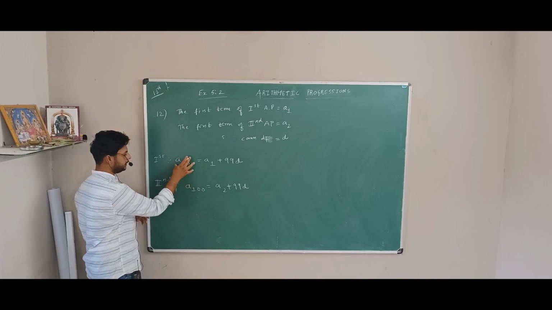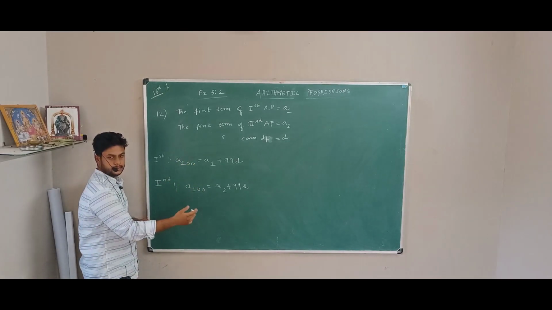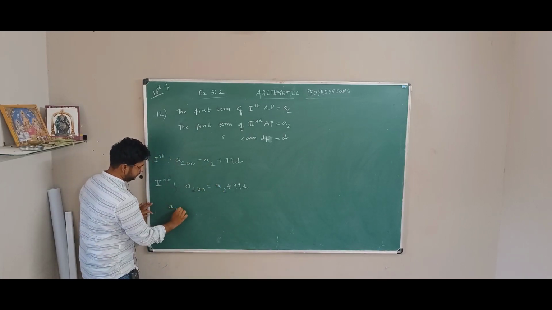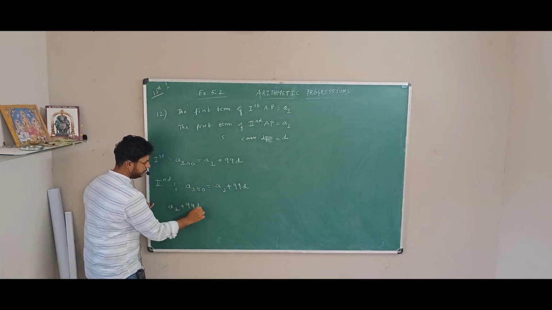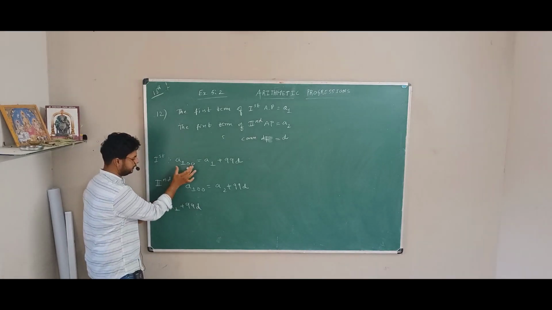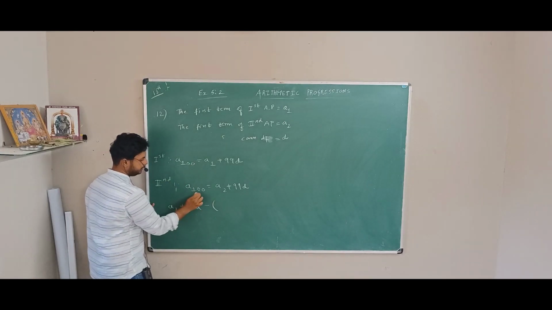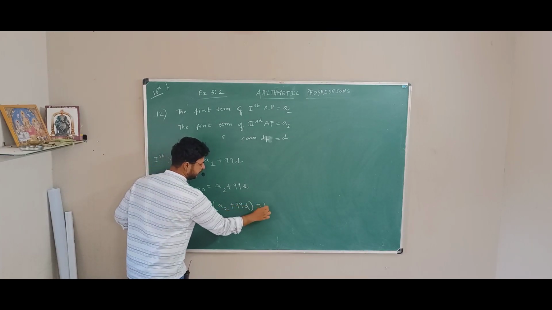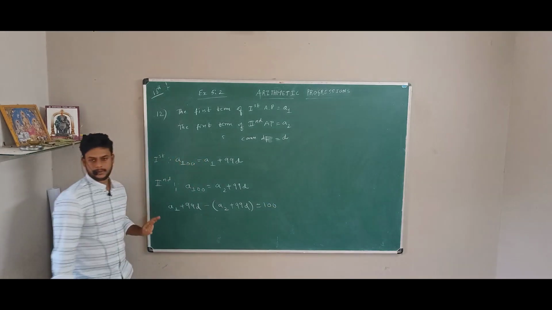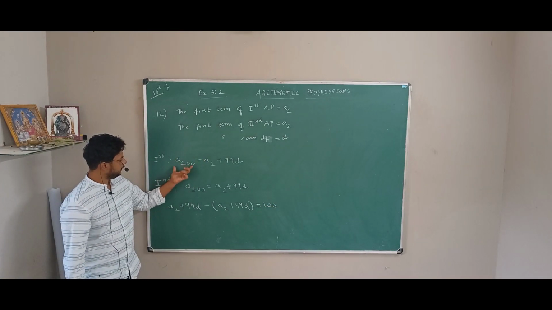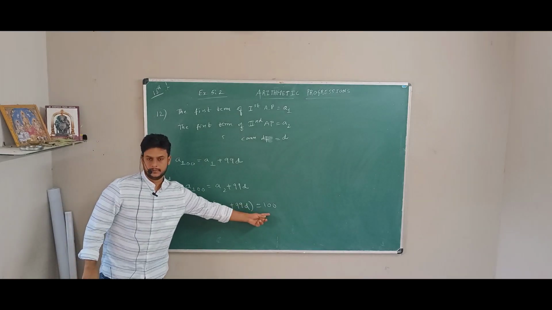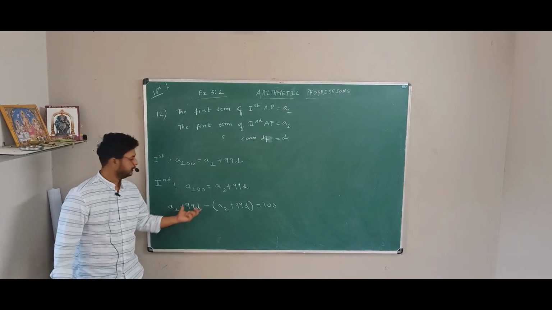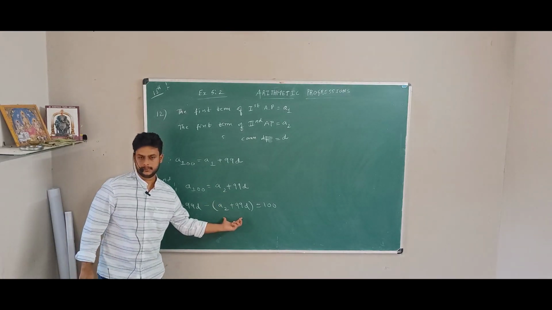So the difference between the first AP and second AP, how much is it saying? 100. So the first AP's 100th term I will write as A1 plus 99D. This is the first AP's 100th term, minus the second AP's 100th term, A2 plus 99D, is equal to how much? 100. Understood? The difference between the first AP and the second AP is 100. So first 100 means this is the answer. So only I have put this.